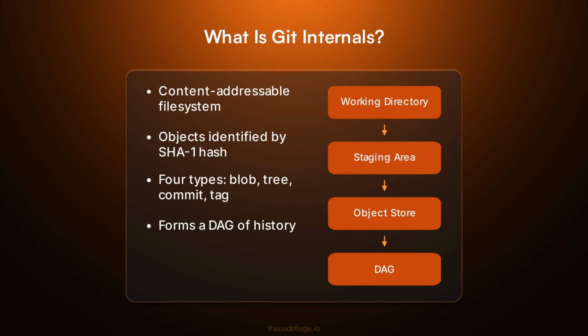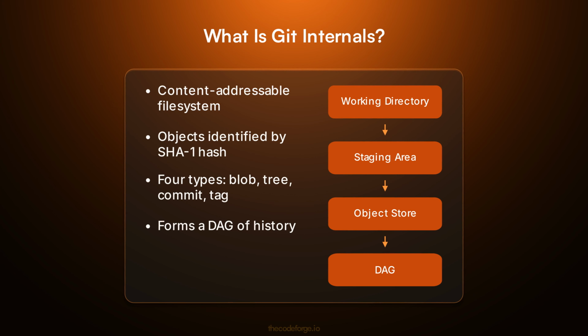Git is a content-addressable file system. It stores data as objects identified by SHA-1 hashes. The 4 object types, blob, tree, commit, and tag, form a directed acyclic graph that represents your project history.